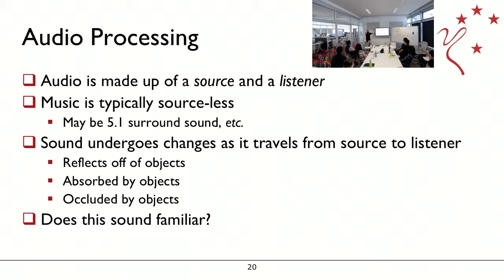So light, when it's produced, bounces off objects, it's absorbed by objects, and it can be occluded by objects. Okay? So what a lot of people have done in the early days is to try and apply the same processing that we do for visuals to sound. So there's something called ray tracing.